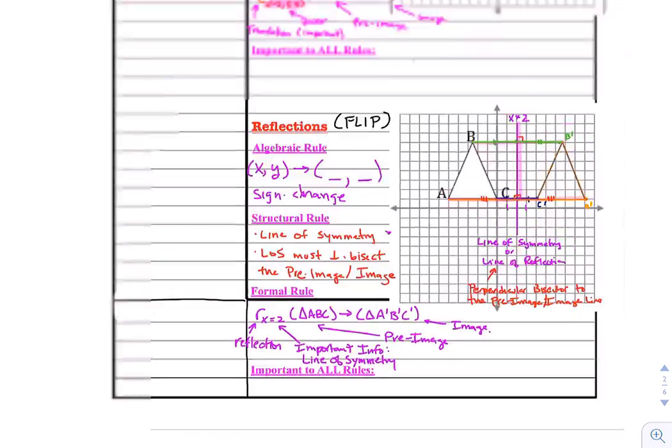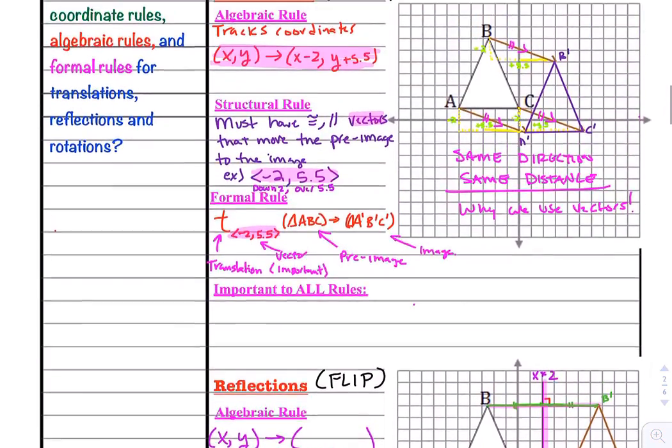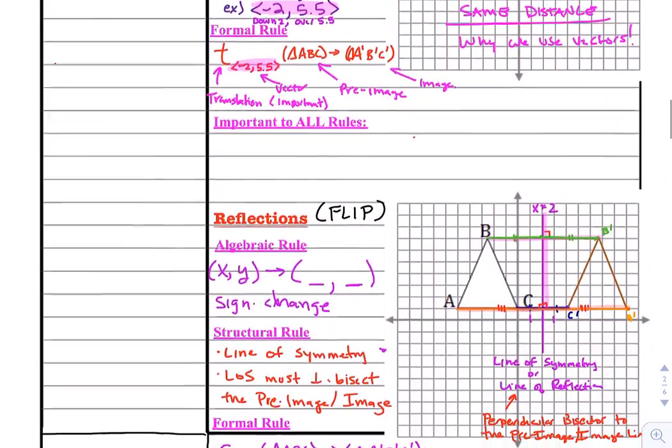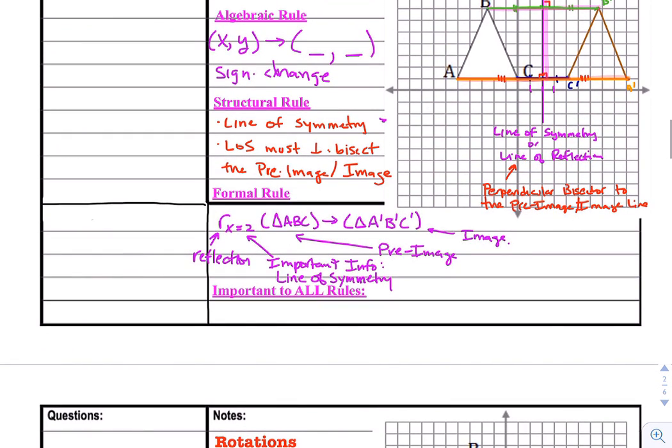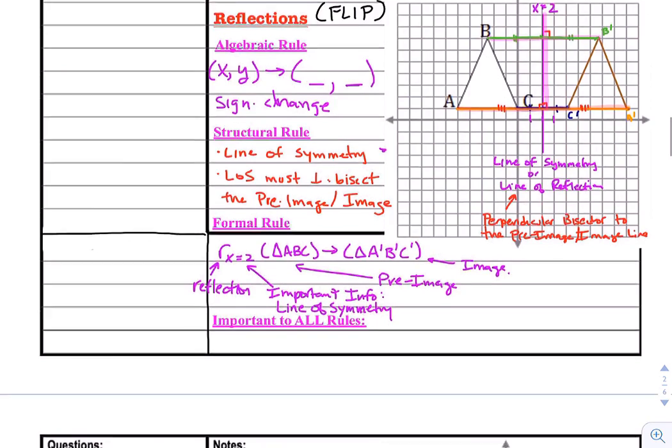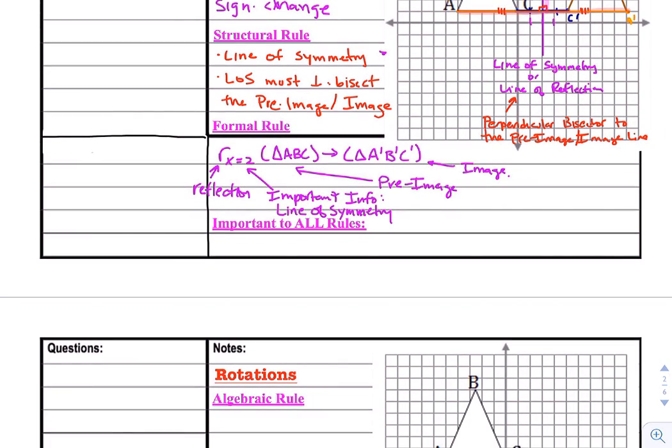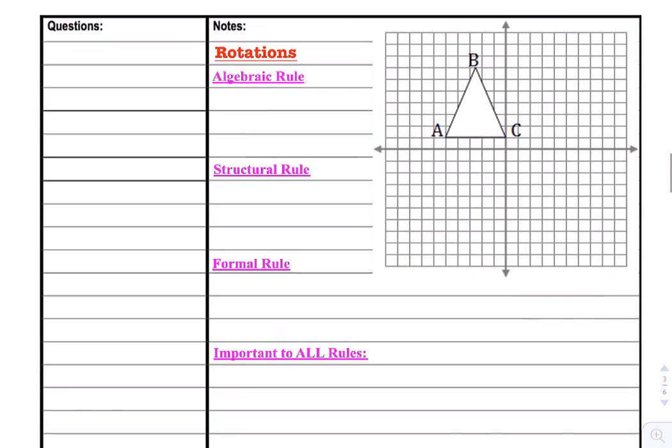Okay, and so just like with translations, there's going to be coordinating information here, and so the algebraic rule signals some kind of sign change. That's because we're flipping over a line of symmetry that has to track distances, and then the formal rule ties all those pieces together. Reflection over the line of symmetry that takes our previous image and takes it to a new one. Okay. So the last one was rotations.